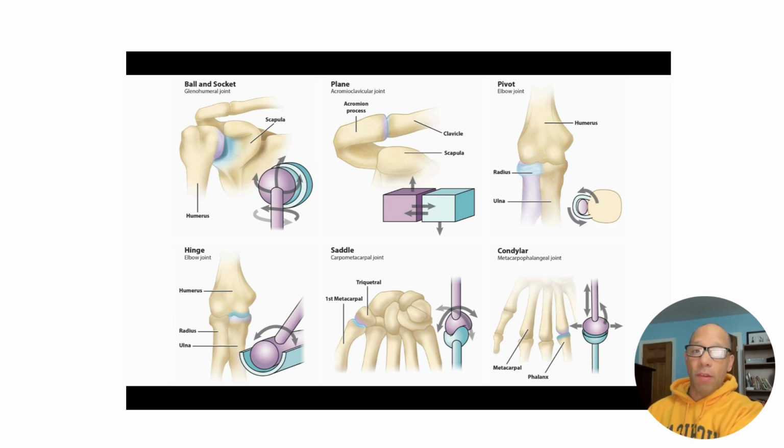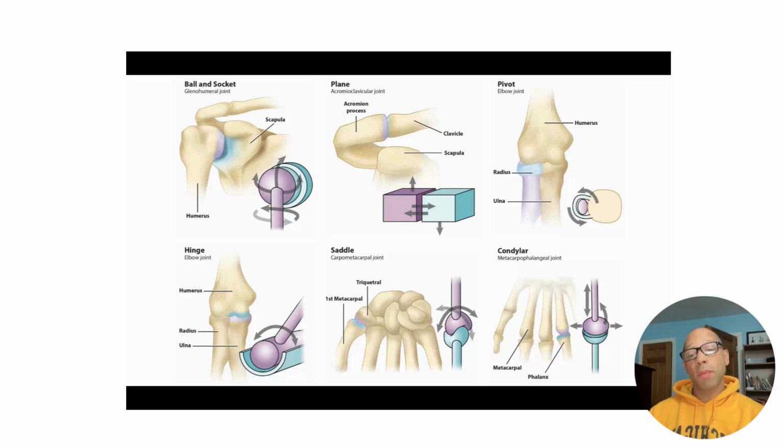Then what's next in your notes? The hinge joints. The hinge joints basically move like a hinge in a door. You have something that's a little bit more round, and then you have something else that it fits into and basically just allows movement forward and backward, or hinging in and out.